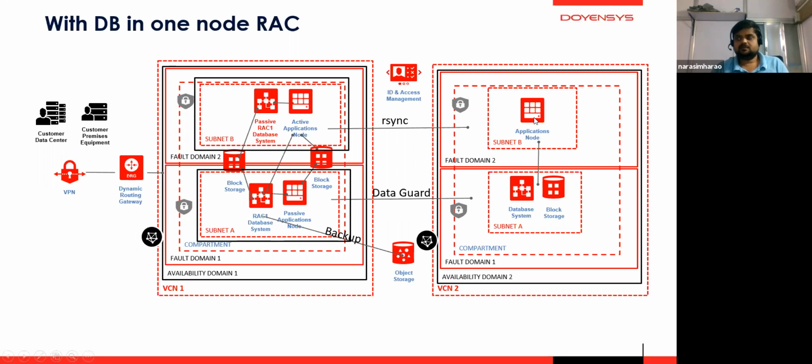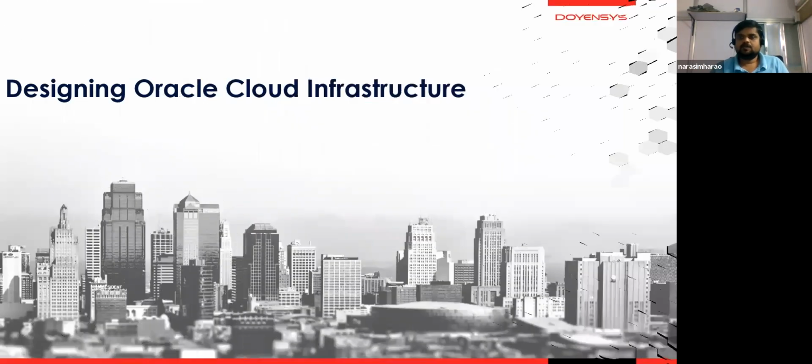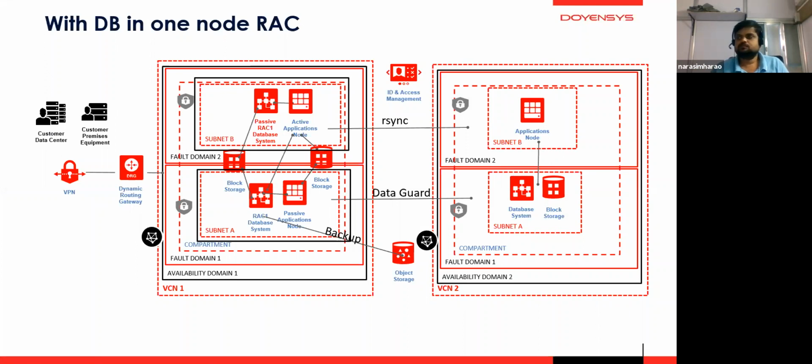Now on the secondary, from the DR standpoint, have another database and application node on another availability domain, and have your passive or active Data Guard running in the secondary area. Okay, hope it's clear. If you have any questions, you can post them.